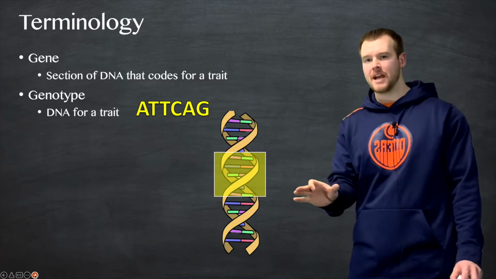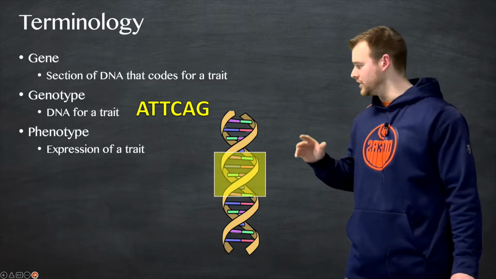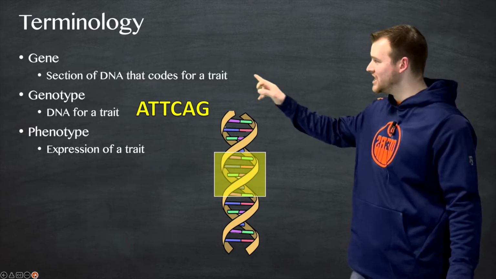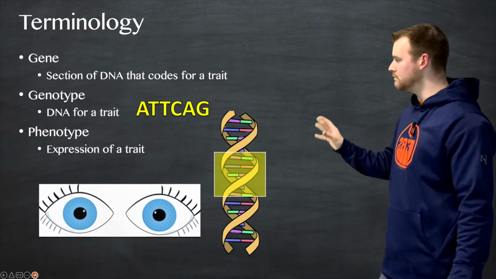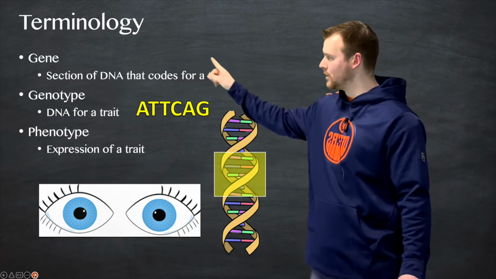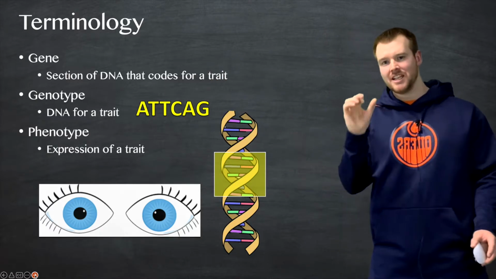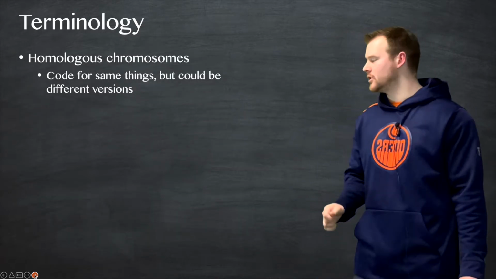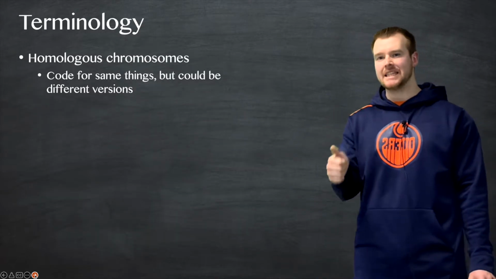ATTCAG. That's a genotype. The phenotype, which is our next term, is how that's going to be expressed. So as I mentioned, maybe that genotype codes for blue eyes. Okay, its expression is the phenotype, the actual code is the genotype, and again, a gene is this section of DNA. Okay, next set of things we have to know have to do with homologous chromosomes and alleles.